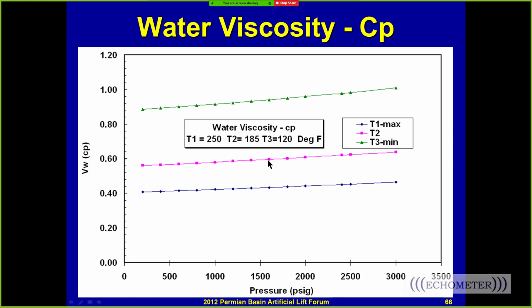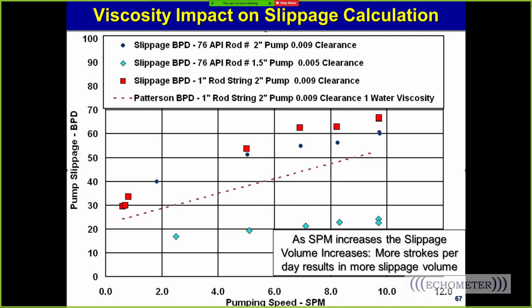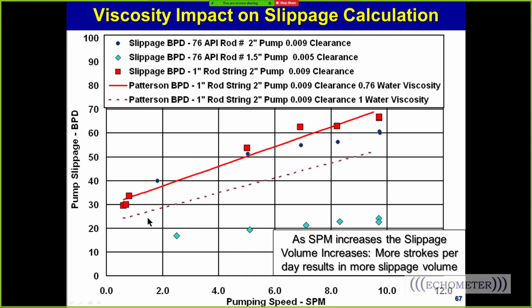So here's the effect of viscosity. T3 is 120 degrees, T2 is 85 degrees, and T1 is 250. If you have only water, viscosity gets much less than 0.76 at hotter and hotter temperatures. So if water is the only viscosity, the viscosity can be very, very low. And here is the data that we measured as slippage in barrels per day versus pumping speed. You can see as we pump faster, we got more total barrels of pump slippage. If we corrected it for viscosity with the 0.76 viscosity, we got a really good match, and that was our default in 2007.